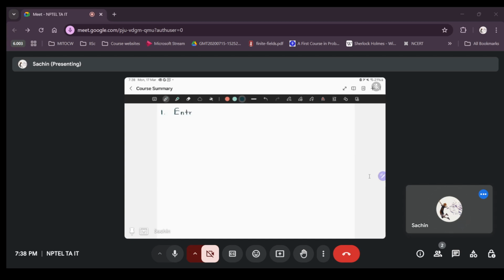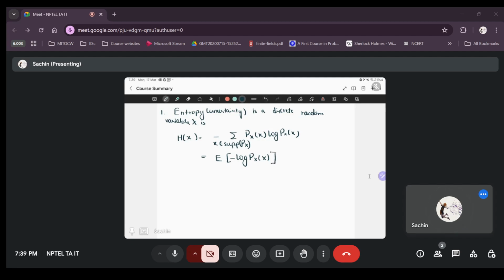So the entropy or uncertainty in a discrete random variable x is H of x equals minus the summation of p of x log p of x, where small x belongs to the support of p x, which can also be written with the notation expected value of minus log p x of capital X. That is only for one variable.